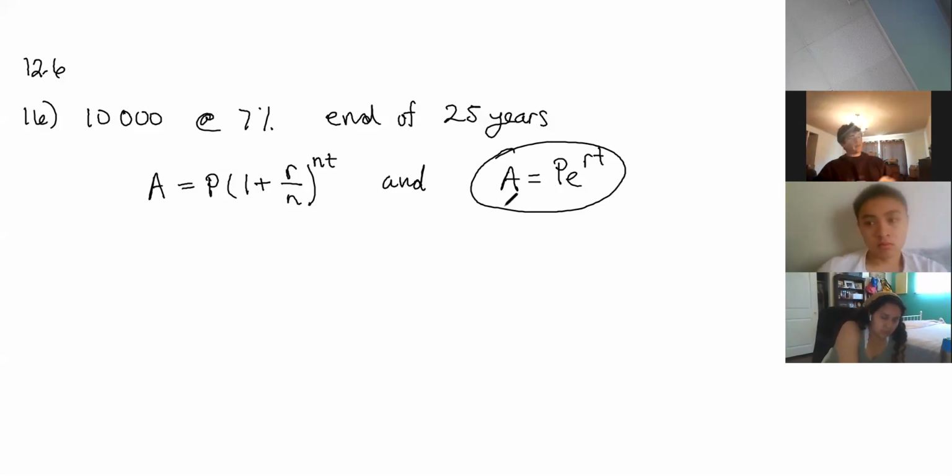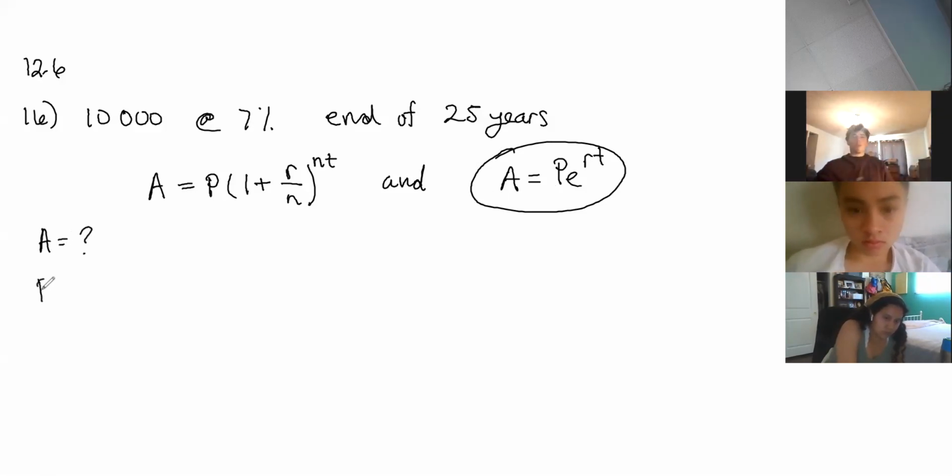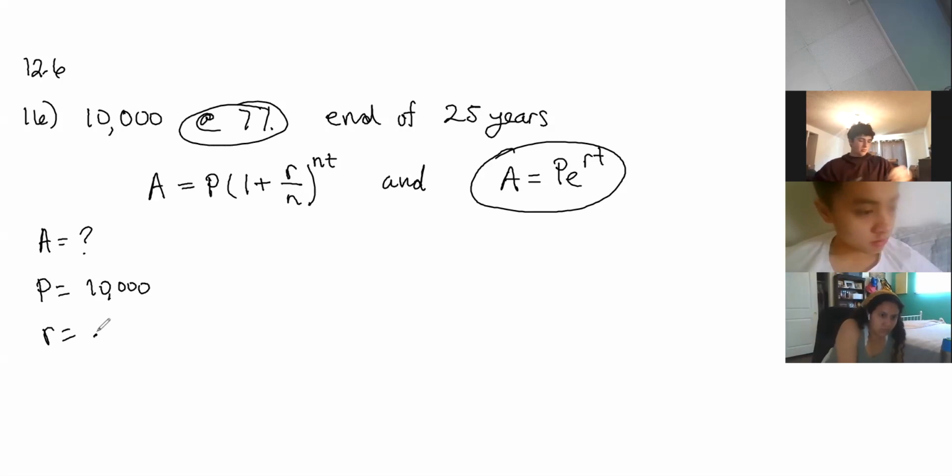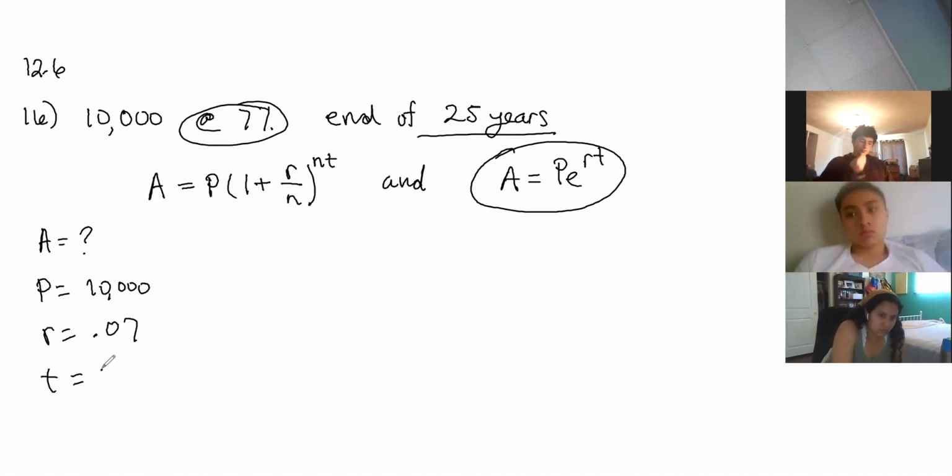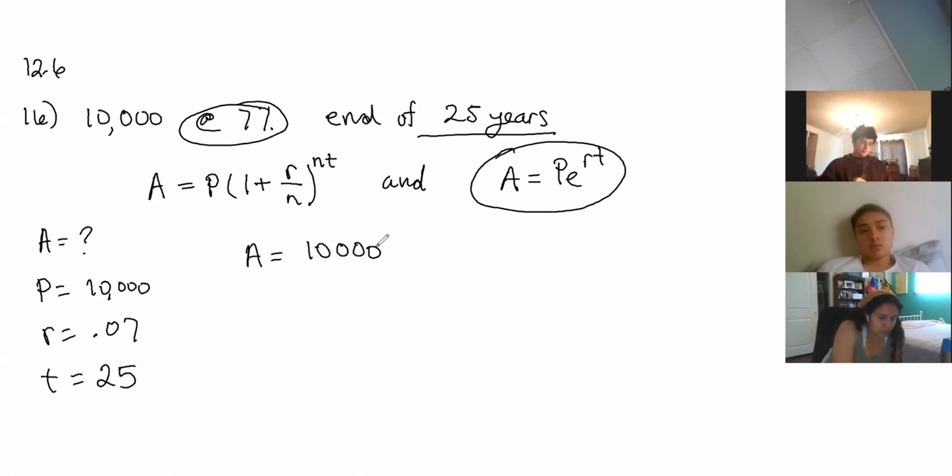Okay, A is the amount after so much time, and that's what we're looking for. It asks how much we have after 25 years. P is the initial amount. What is the initial amount, the amount taken to the bank? It says $10,000 is invested. R is the rate. What's the rate as a decimal? 0.07. And T is how long you're leaving it in the bank: 25 years. So we have A equals 10,000 times e, a number in your calculator, raised to the 0.07 times 25. And you would need a scientific calculator to work this out.